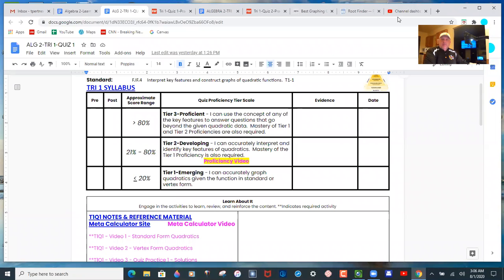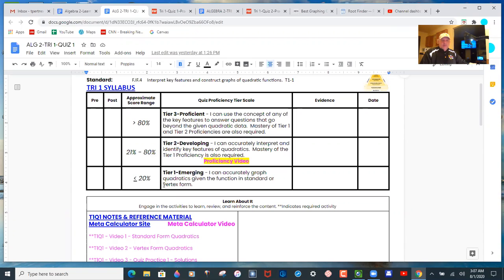This is a video for the proficiency scale for the first quiz in Algebra 2 in the first trimester. Your quizzes have 3 tiers, and as you move through each tier, the problems become progressively more difficult. This basically just lays out your scores as you, I guess, conquer each tier.